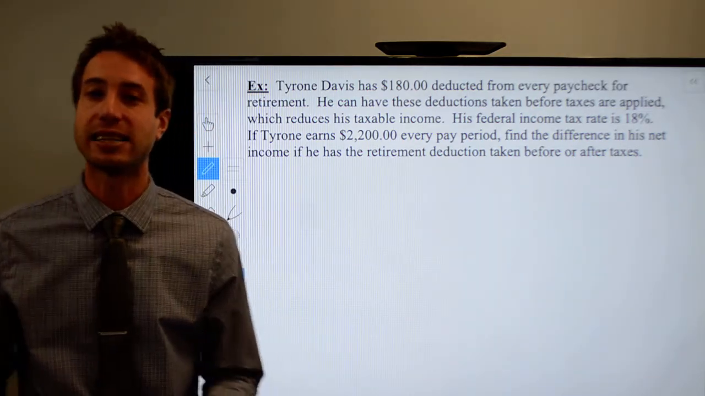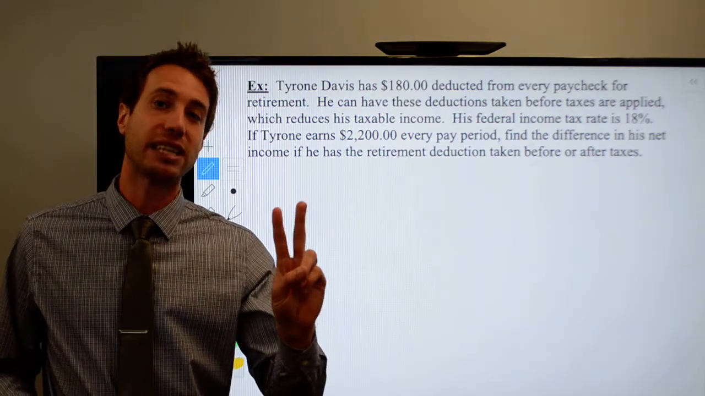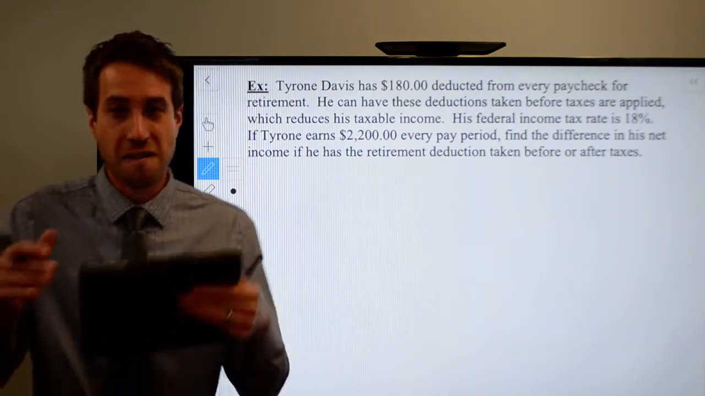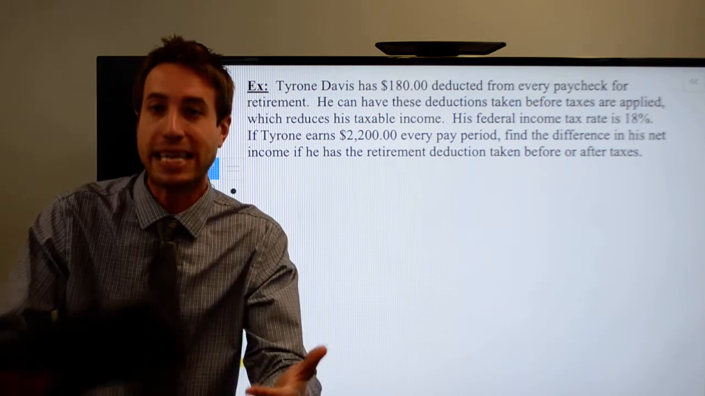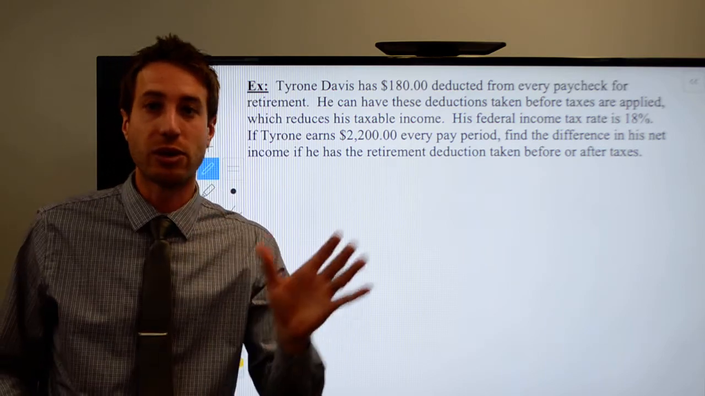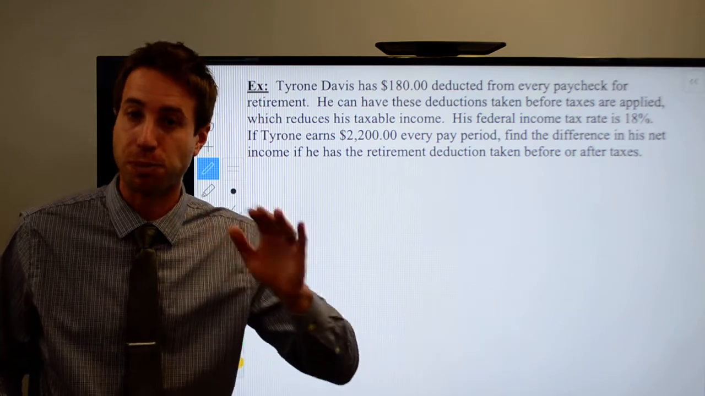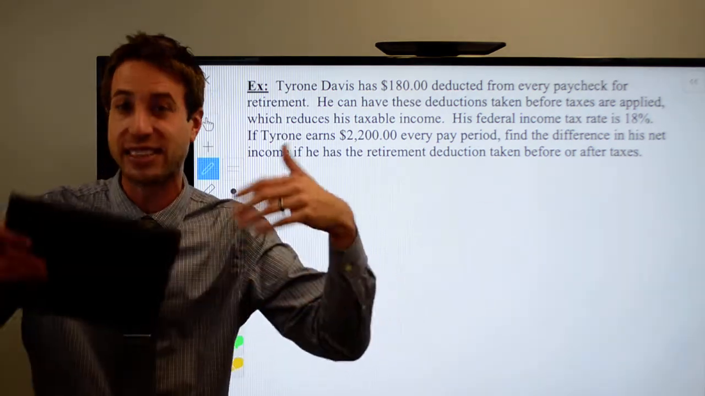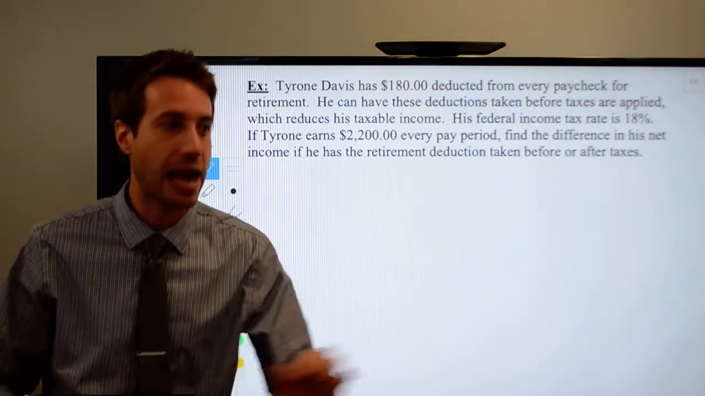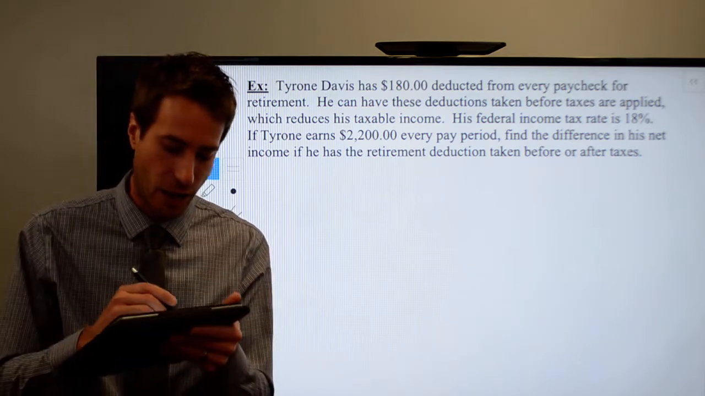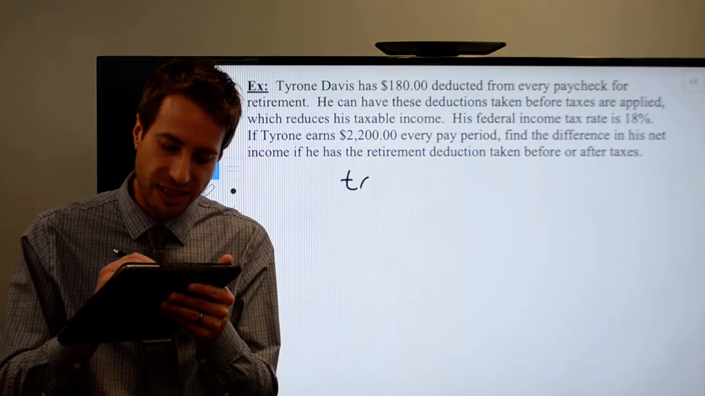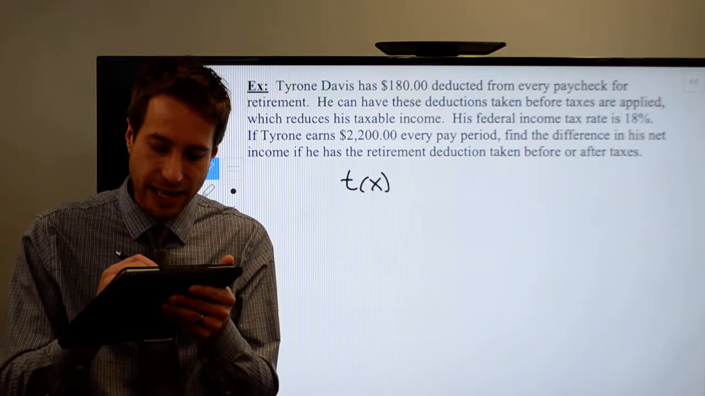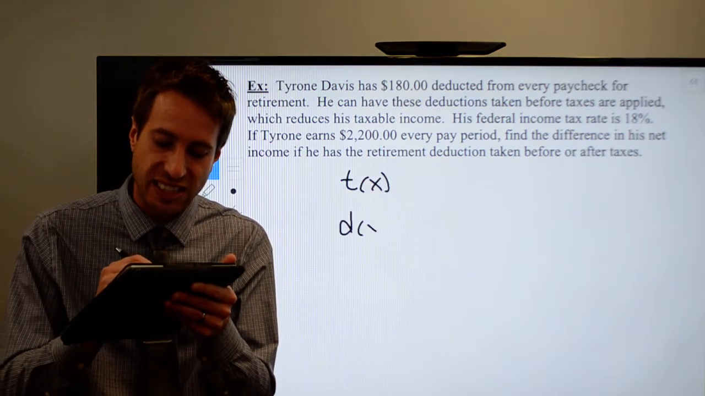So let's go ahead and set this problem up. There's two different functions going on here. First, Tyrone is paying taxes on what he makes, and Tyrone is having a deduction, right? He's putting $180, having that deducted from his pay and putting that into a retirement account. So the two equations we're going to write are the equations for the taxes and the equation for the deduction, all right?